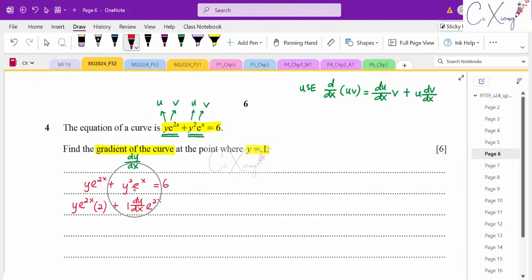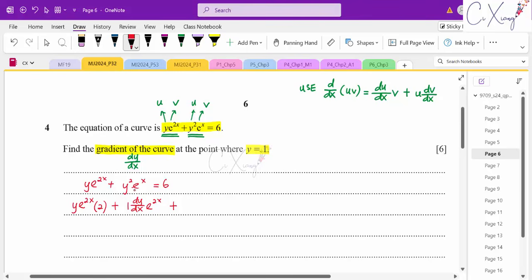Then I continue to apply it for the second product differentiation using product rule. So again, copy the first bracket, which is y power 2, and differentiate the second bracket, which is e power x. If you differentiate e power x, you still get the same thing, e power x. Then you do the other way now. You differentiate the first bracket. Differentiate y squared, you get 2y, then you put the dy dx. After that, you copy the second bracket.